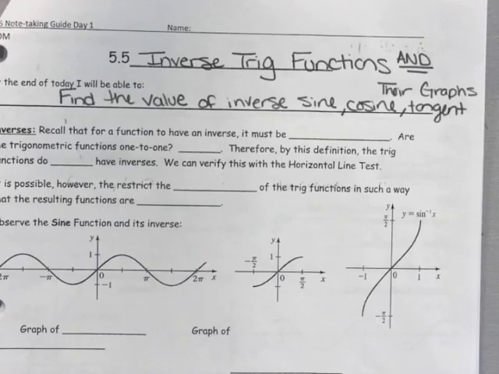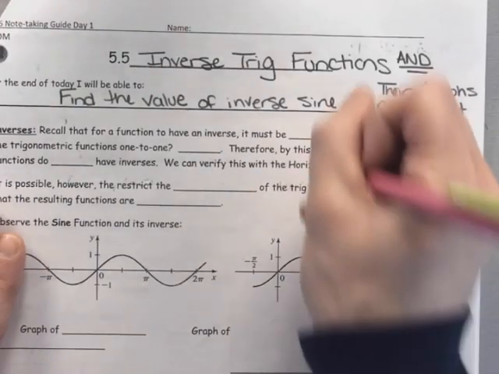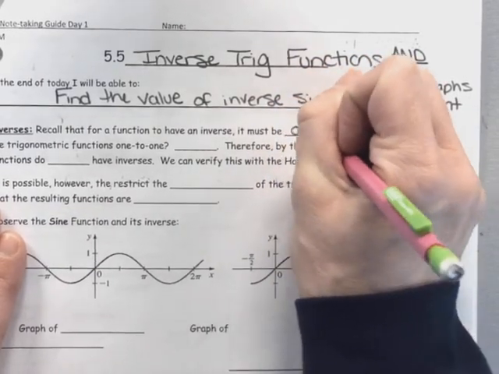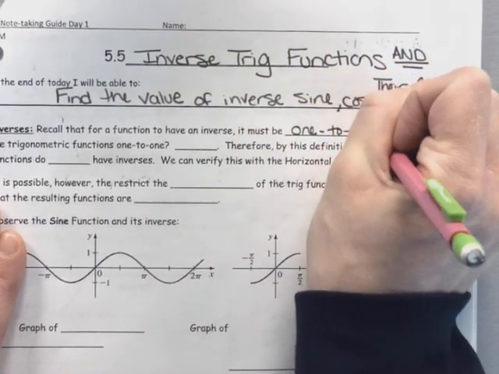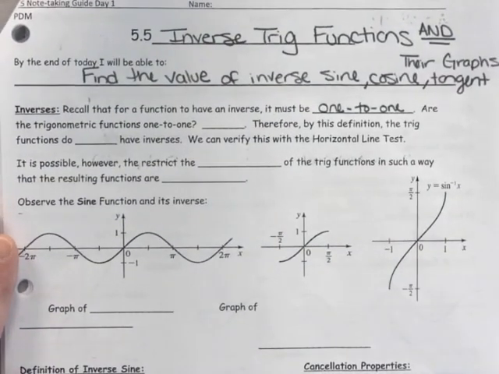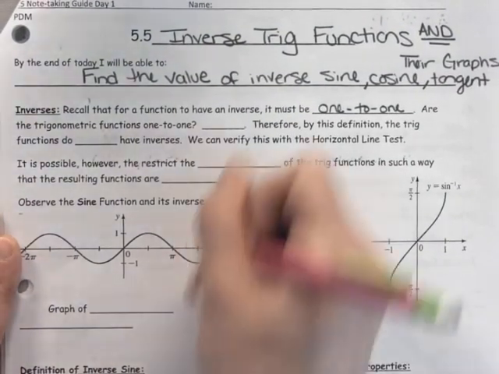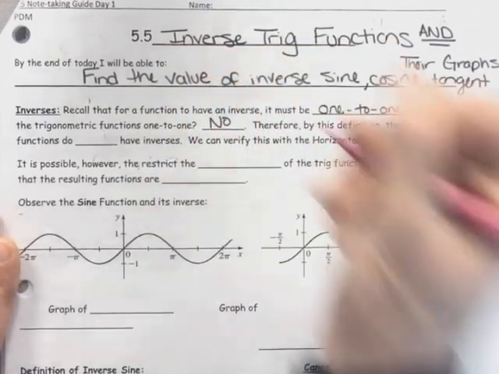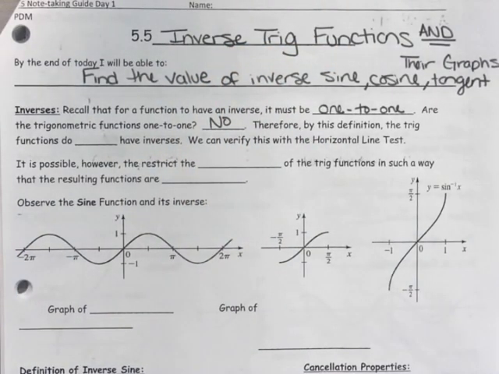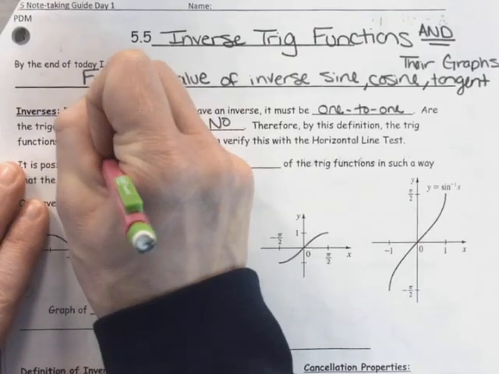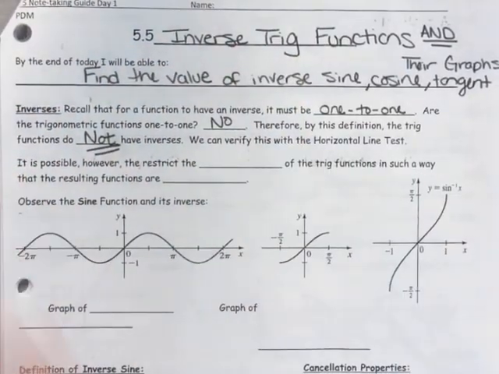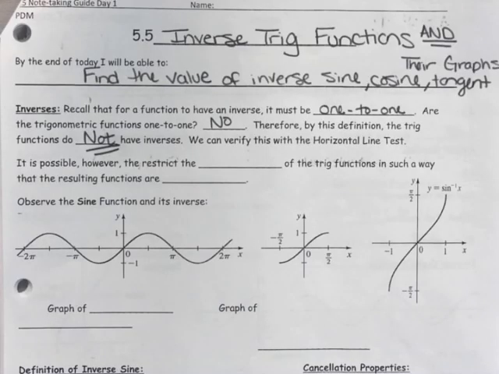Inverses. Recall that for a function to have an inverse, it must be what we call 1 to 1. Are the trig functions 1 to 1? The answer is no, they are not. Because the trig functions are not 1 to 1, by definition, if we take the inverse then, they do not have inverses that are functions.